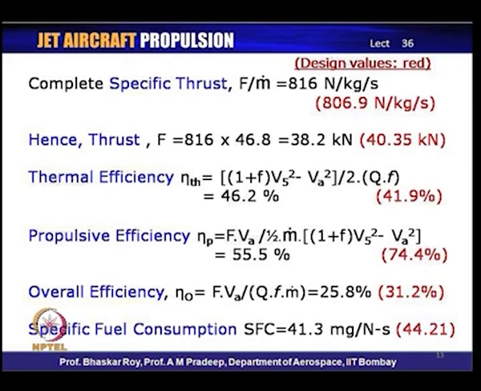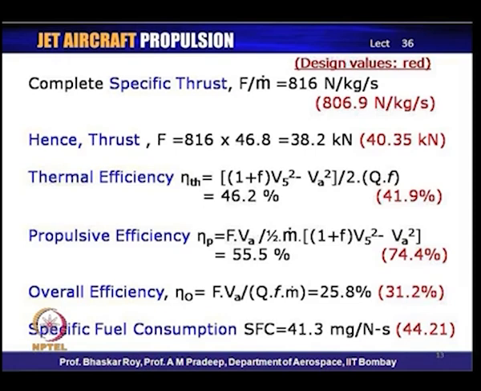Hence, now if you multiply this with the mass flow that we have just calculated at this off design condition, the thrust of the engine comes out to be 38.2 kilonewtons, which is now less than the design thrust, which was 40.35 kilonewtons.